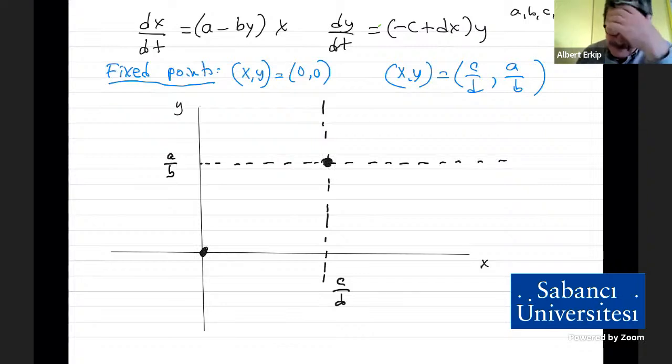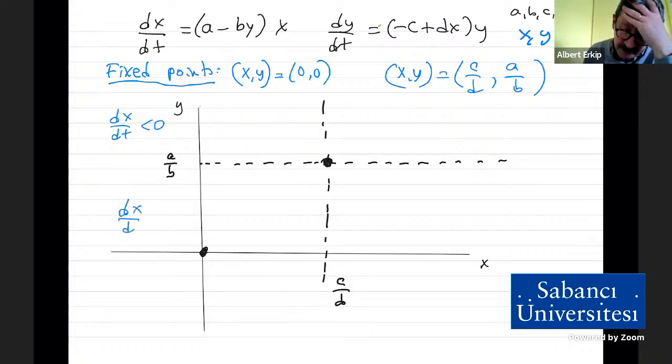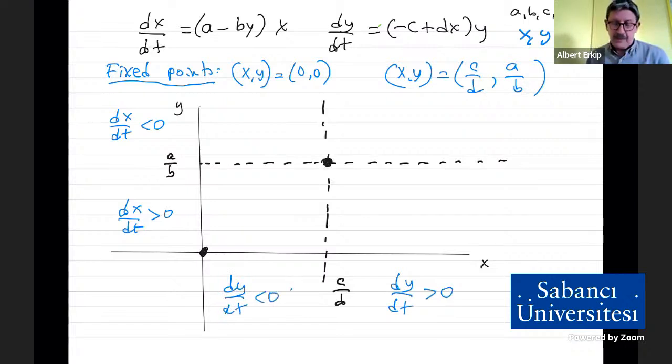Now, if I look carefully, I see what the sign of dx/dt is. Don't forget that x and y are always positive because they're physical quantities. If x and y are positive, then dx/dt is a minus by. So if y is bigger than a over b, dx/dt is negative, whereas here dx/dt is positive. And for dy/dt, same thing, it is minus c plus dx. So here dy/dt is positive, whereas here dy/dt is negative. So we have basically 4 regions.